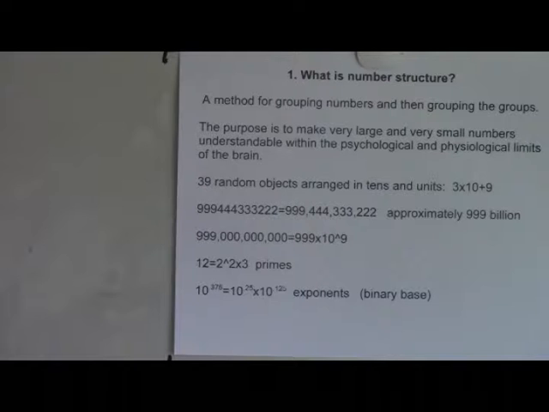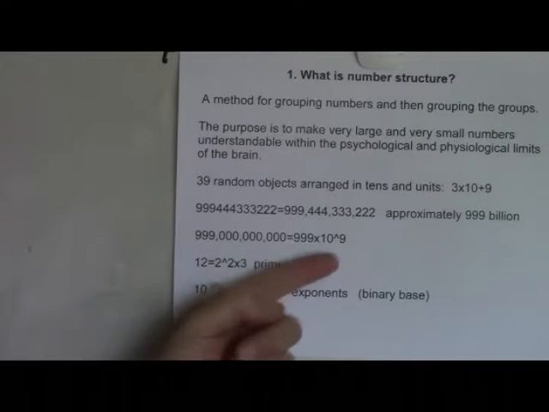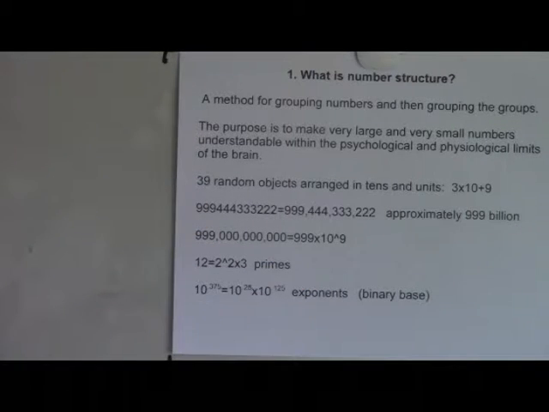A second example we have is a number shown there with lots of 9s and 4s and 3s. When we separate them by commas, the number is more understandable. Okay? So that number is approximately 999 billion. And then we also have a technique using exponents, where now we've taken this very large number and reduced it to something very small, something that our mind can grasp onto.